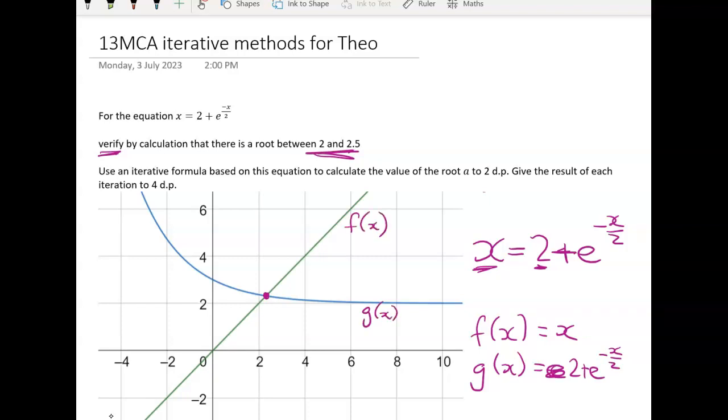There are two ways to do this first bit. The first way is to look at the value at 2 of f of x and of g of x, and you can see that f of 2 is greater than g of 2. We have to actually show this and do some work, but this is the idea. Then at 2.5, somewhere here, we can see that it's switched over and f of x is less than g of x. So that's one way we can do it.